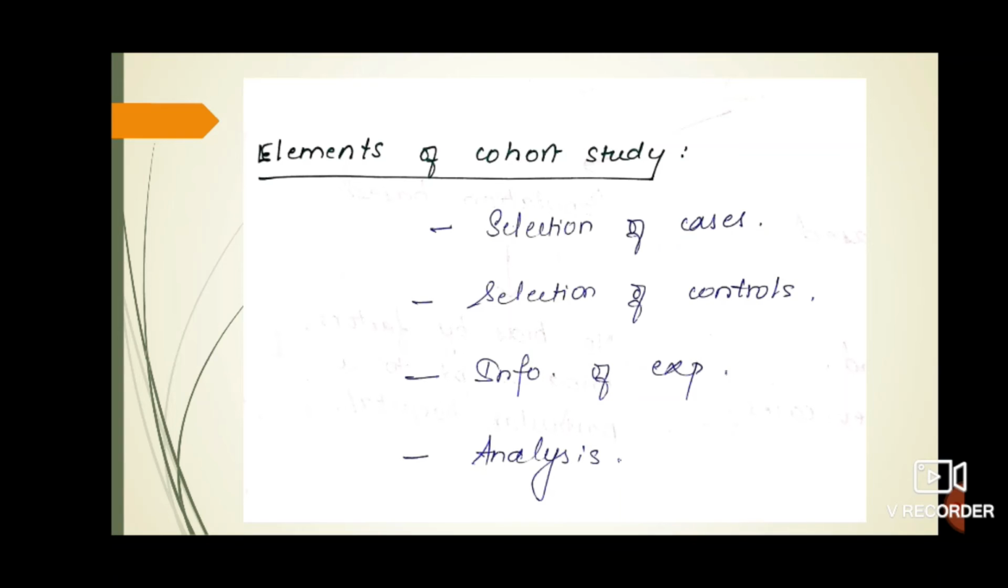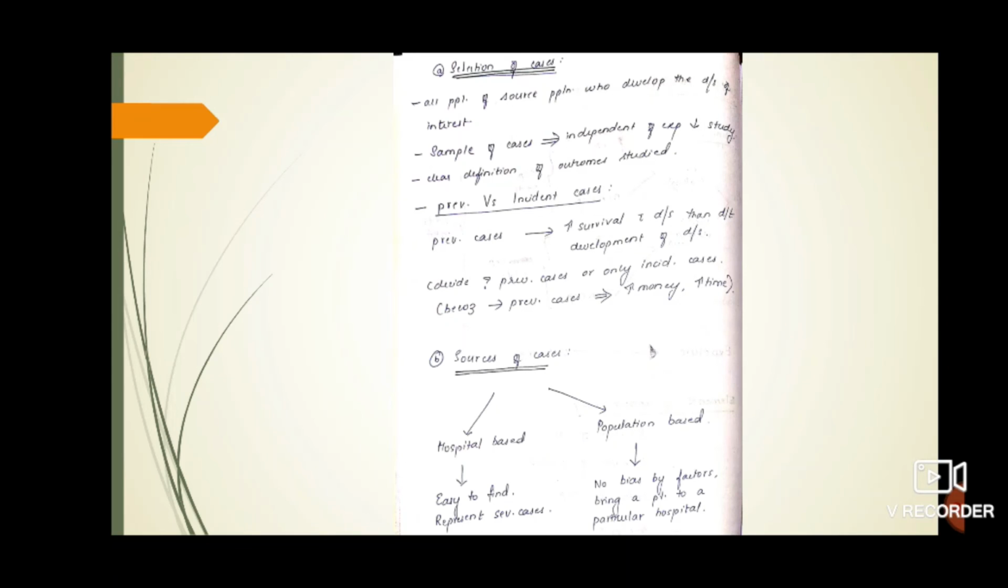The elements of case control study, actually this should read case control study, it is written wrongly. The elements of a case control study include selection of cases, selection of controls, information on the exposure, and the analysis. For selection of cases, we have to see whether all the people of the source population who develop the disease of interest are identified properly, and the sample of cases should be independent of the exposure which we are studying, and there should be a clear definition of the outcome being studied, so only then can we divide them as cases and controls.